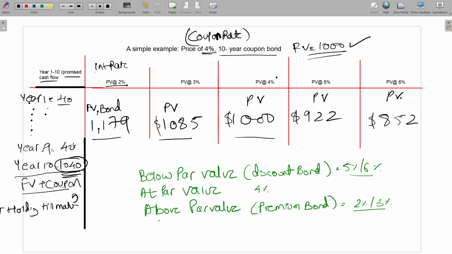Now let's just assume the market interest rate is 2%. So what is going to be the present value of the bond? For this you have to understand something called the time value of money.